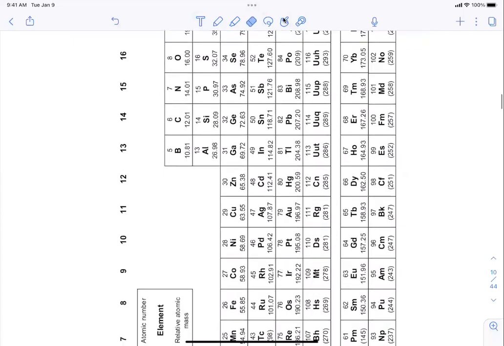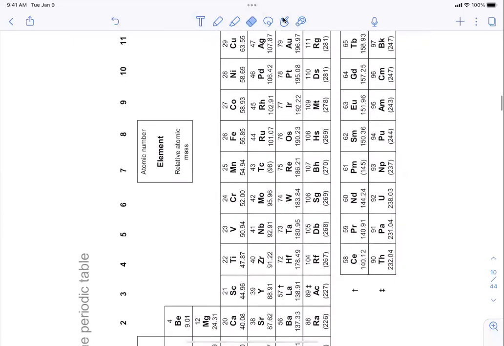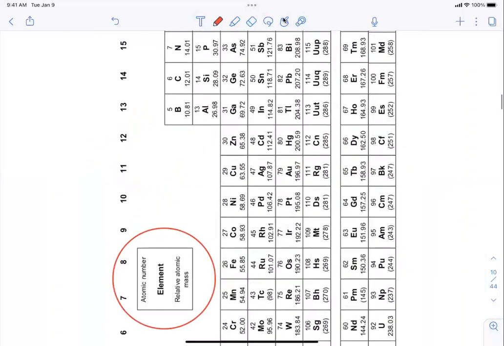Notice at the top of every periodic table, the IB gives you a box example of what information is given in there. So in this table, you're given the atomic number at the top, the relative atomic mass at the bottom, and the element symbol in the middle. Okay.